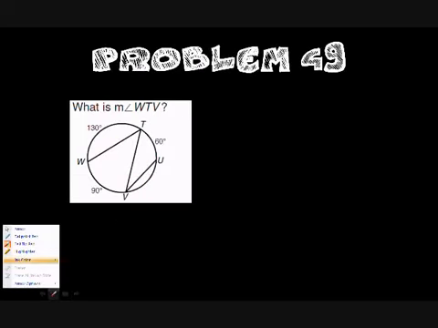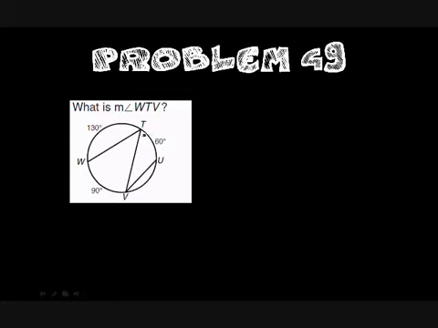Okay, problem 49. It's asking for angle WTV, this angle right here. It's across from a 90-degree angle, so it means it has to be half of that. So it's 45 degrees, and that's our answer.